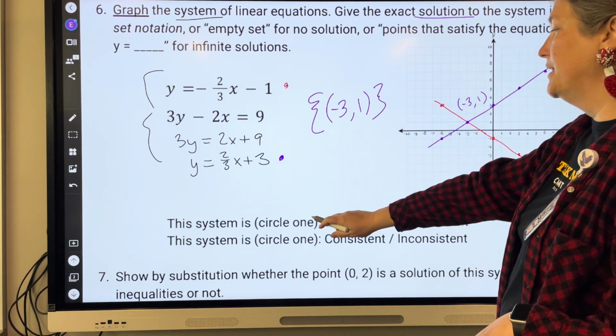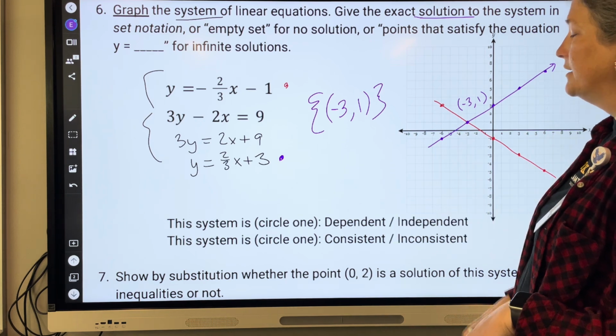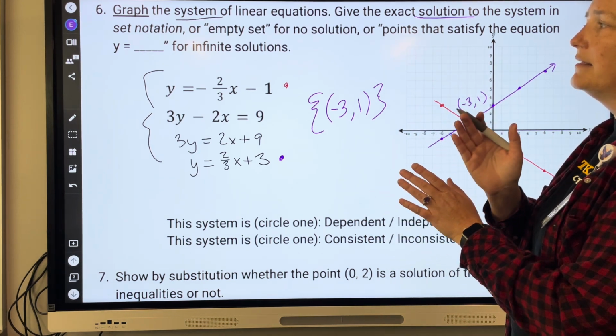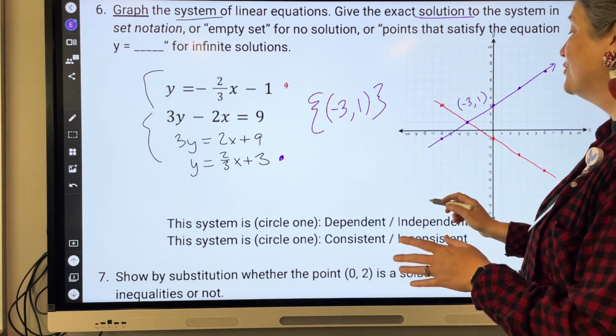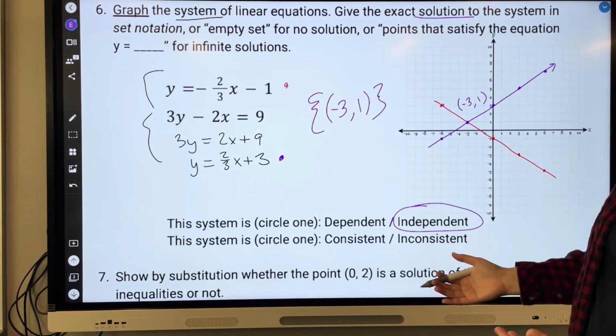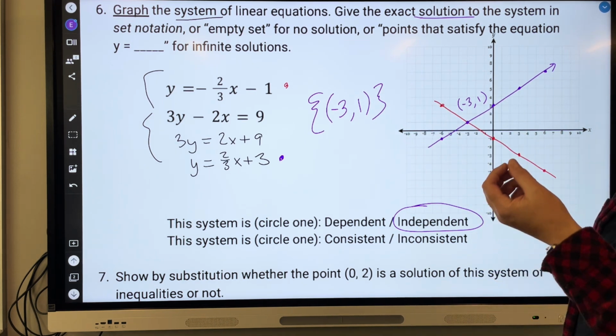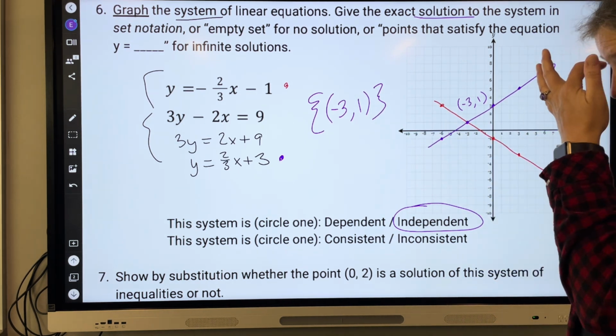The question is, is the system dependent or independent? So dependent would mean that one line depends on the other. They are the same line. These are not. They are independent lines. They are not in any way really linked, except by that one point that they share. Nothing else is the same about them.